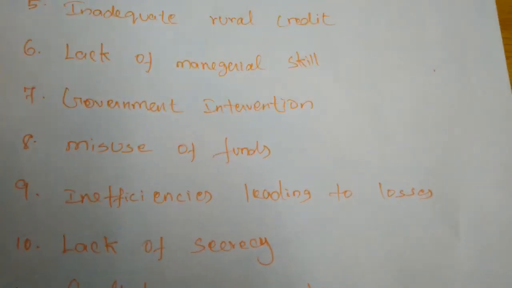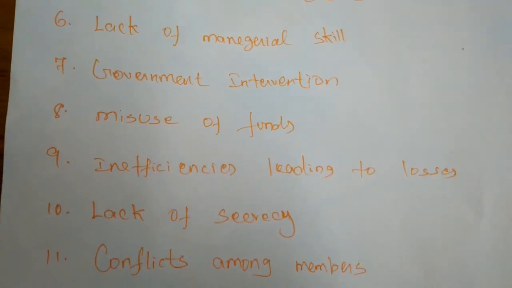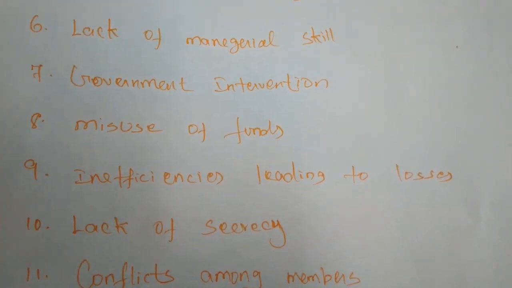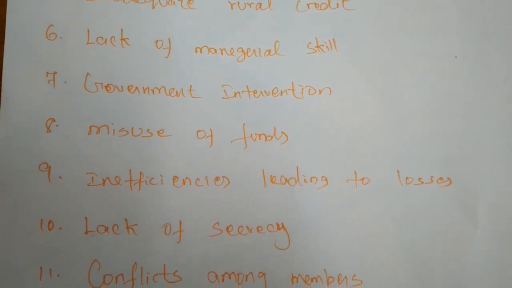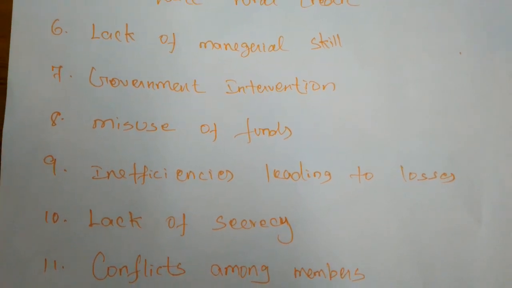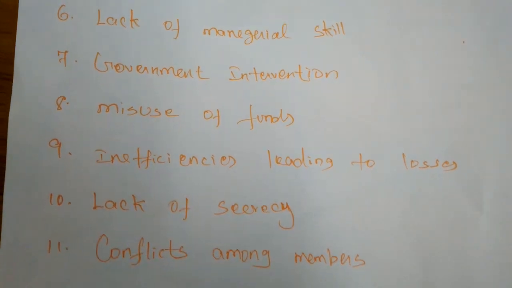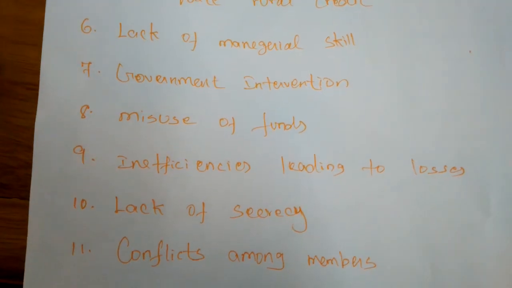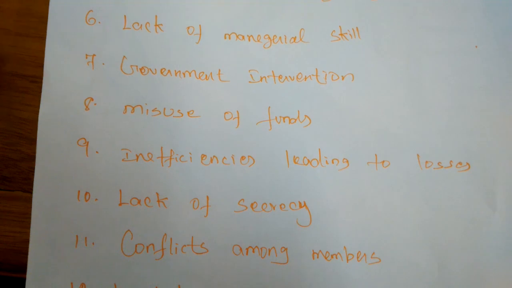Next, government intervention. Cooperative societies are subject to excessive government regulations, which affect their autonomy and flexibility. Normally, when cooperative organizations depend on the government, government intervention will always be greater. So the autonomy and flexibility will also be affected. Adhering to various regulations takes up much of the management time and effort.